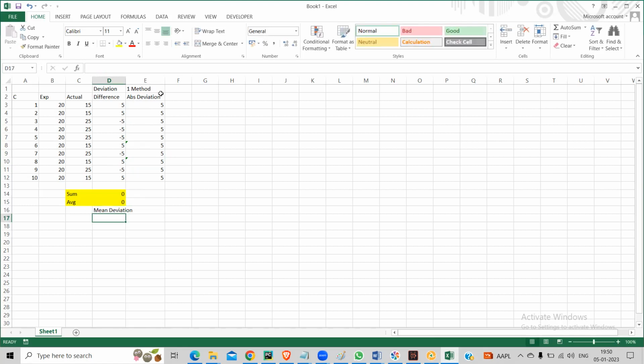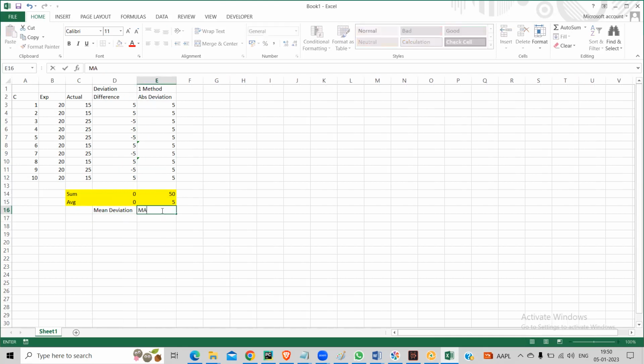This is your absolute deviation. So what is the sum now? Sum will be 50 and the average will be 50 by 10, which is 5. This is called the mean absolute deviation, MAD. You found the absolute deviation and then you find the mean. So you're saying on average, this is the deviation. Okay, so this is the first method. The second method says when you have negative values, it's better to do the square.